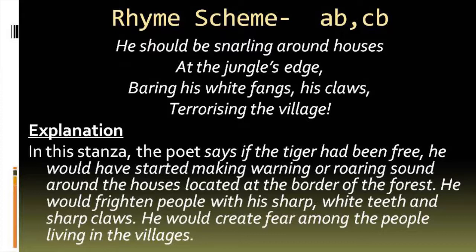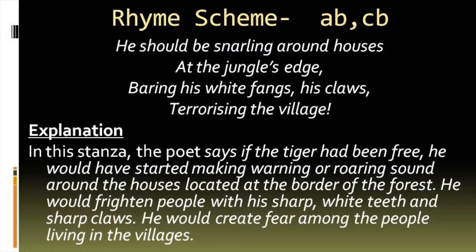The next stanza says he should be snarling. Again, "he" is coming, so again we see personification. Snarling around the houses at the jungle's edge, baring his white fangs, his claws, terrorizing the village! Now an exclamation mark is given at the end. The difficult word here is snarling. Snarling means warning sounds made by animals. Baring means uncovered, and fangs mean the sharp teeth of animals.